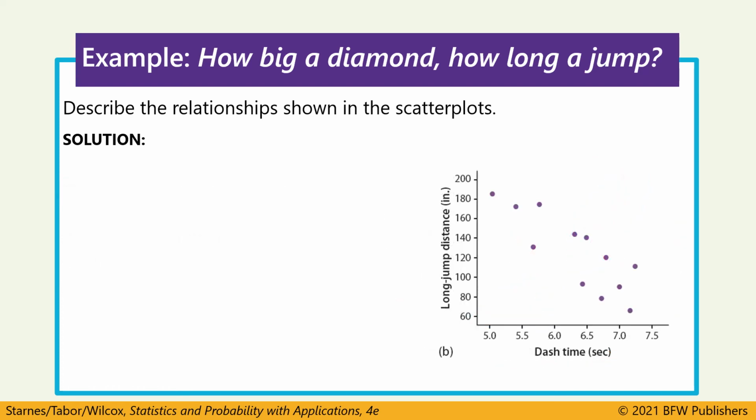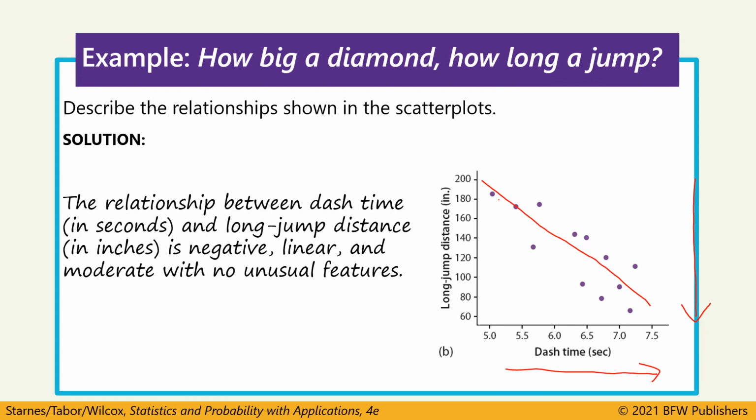Back to that example that we started this set of notes with, we have the relationship between dash time and long jump distance. We can see that this is a negative association. It's decreasing left to right as dash time increases. Long jump distance is decreasing. It's moderate. It's a bit spread out around that line of best fit, but it is linear. It's making a straight line. No unusual features to spot. So we would write something along the lines of the relationship between dash time in seconds and long jump distance in inches is negative, linear, and moderate with no unusual features.